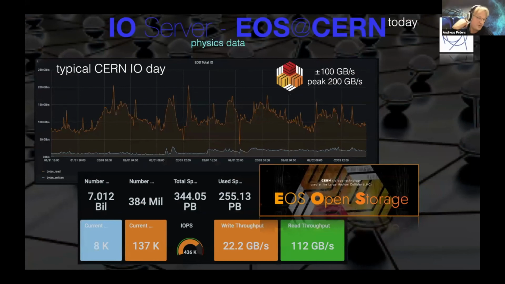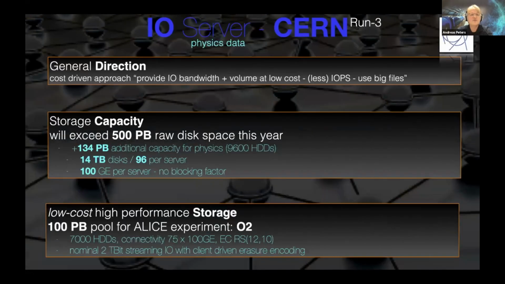On the large scale, this looks like this. This is from a few days ago. We now have around 100 gigabytes per second reading at CERN, 10 to 20 gigabytes per second writing. Only 436,000 I/O ops, which is good because it's hard disk, and means we have like 10 to 20 I/O ops per disk, which is not really a problem. But in the future, we will have to deliver more I/O. And the question is now, what do we do to achieve this?